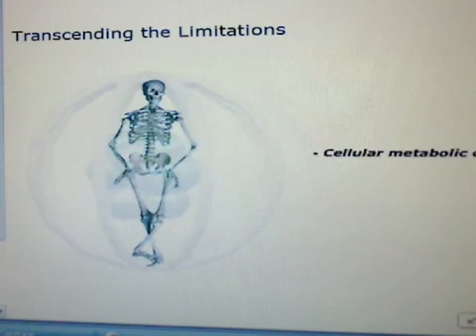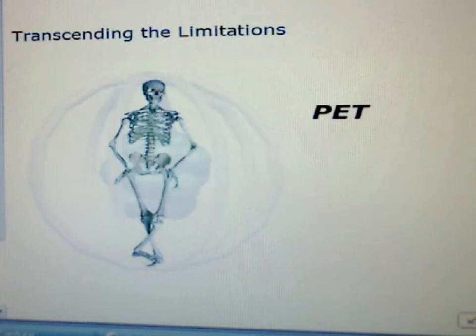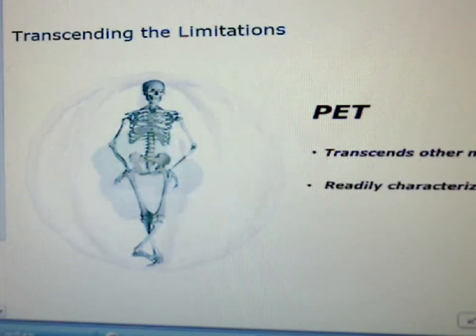Since cellular metabolic changes occur prior to morphological changes in anatomy, modern PET imagers transcend the limitations of the other medical imaging modalities and readily characterize the presence of disease.